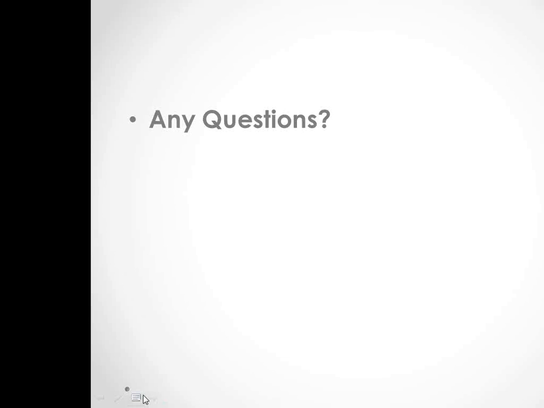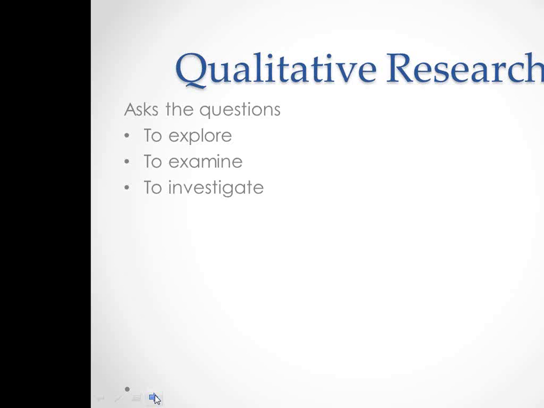So qualitative research asks questions such as to explore, to examine, to investigate. The language that's used in qualitative research is quite specific, and it should allude to exactly the approach that's being taken. So if we identify the research question or research statement at the beginning of the piece of research that we're reading, we should be able to identify very quickly whether it is a qualitative or quantitative piece of research, or what perspective or what paradigm it comes from.